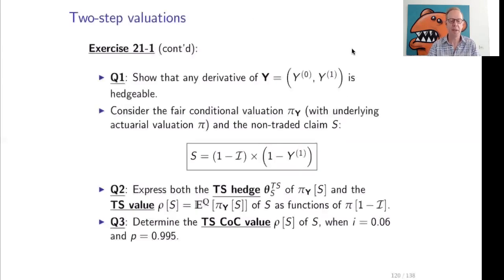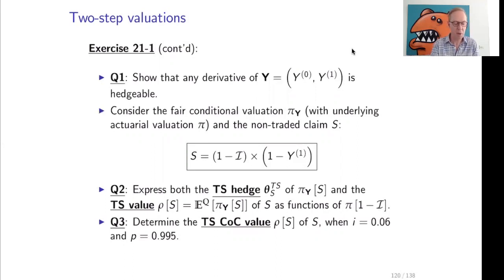So we have proven indeed that any derivative of y is hedgeable. So our market is complete in Omega, F_y, where F_y is the sigma algebra generated by the vector y. Now let us consider the fair conditional valuation π_y with underlying actuarial valuation π. We do not specify it, it's a general fair conditional valuation. And there is the non-traded claim S also.